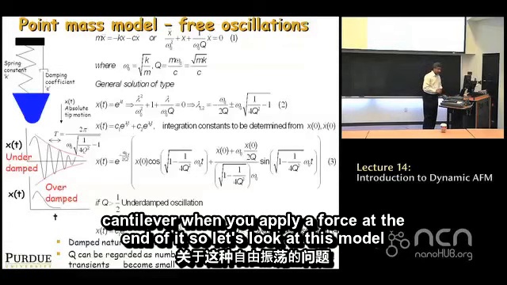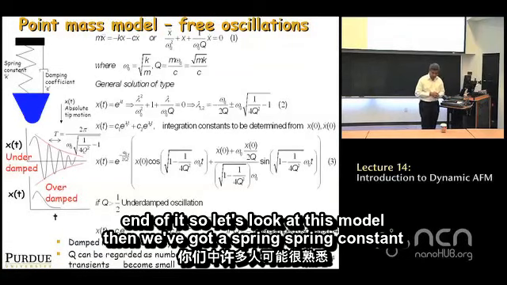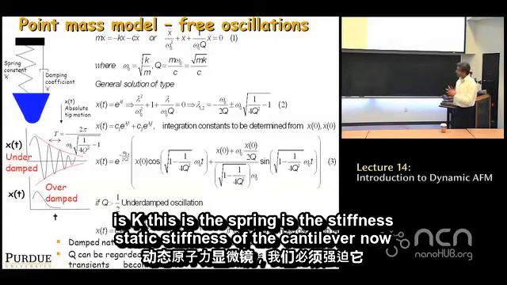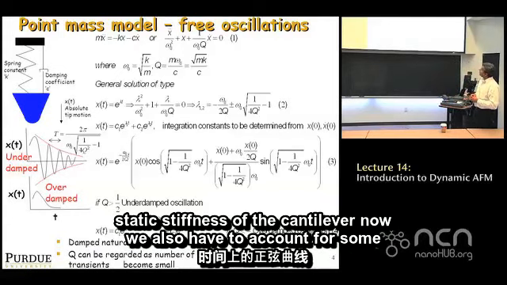So let's look at this model then. We've got a spring whose spring constant is k. This spring is the static stiffness of the cantilever. Now, we also have to account for some dissipation, right?